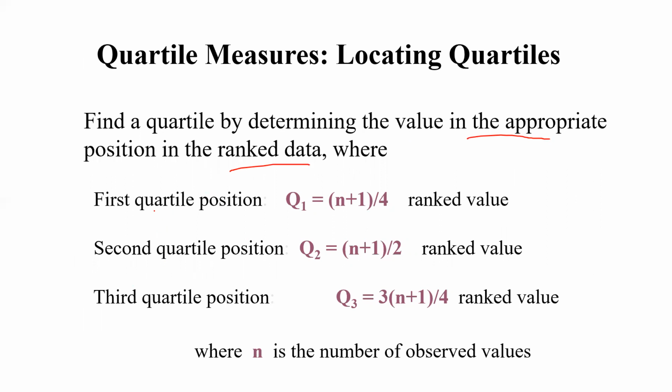If we have ungrouped data, then the first quartile position we can find by (n plus 1) divided by 4 ranked value. The second quartile's position, Q2, we can find by (n plus 1) divided by 2 ranked value. Here n means the number of observations in the given data. The third quartile, Q3, we can find by 3 times (n plus 1) divided by 4 ranked value, where n is the number of observed values.